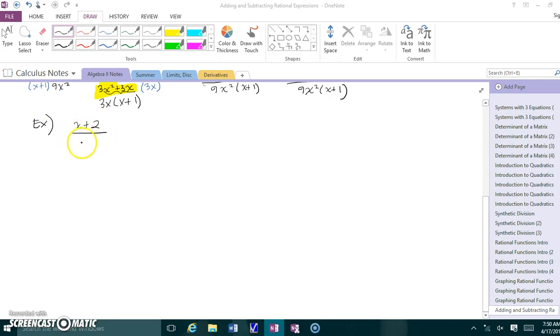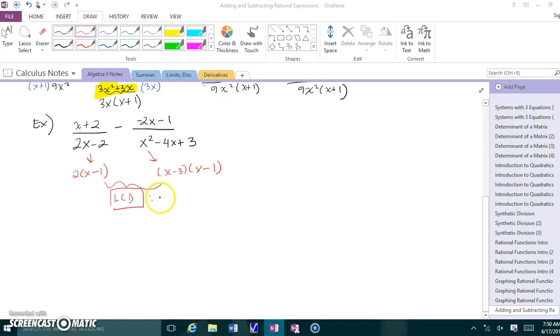We have x plus 2 over 2x minus 2 minus negative 2x minus 1 over x squared minus 4x plus 3. So I'm going to factor my denominators. So 2 times x minus 1. And then this one, let's see, it's x minus 3 times x minus 1. Combine them to get the LCD.